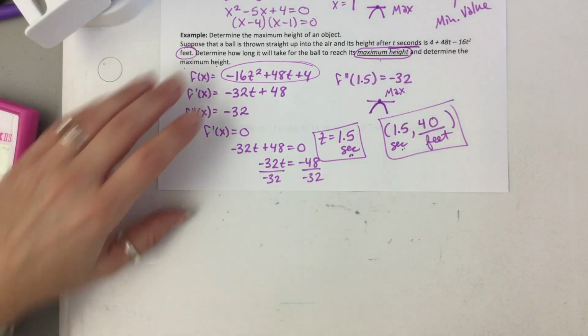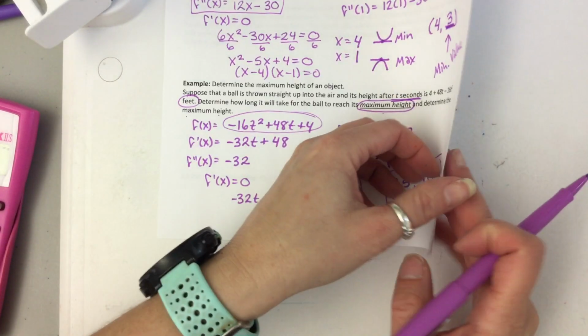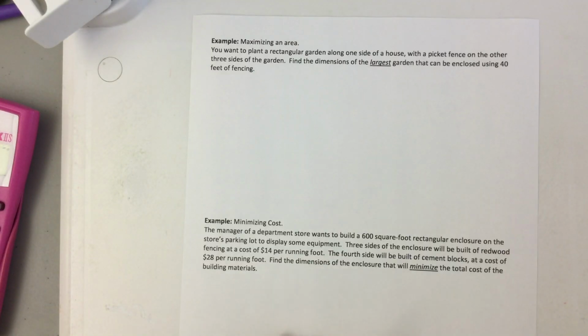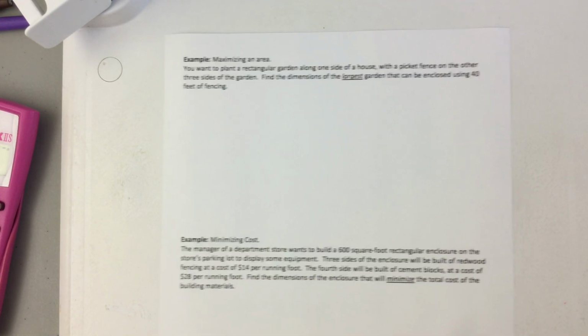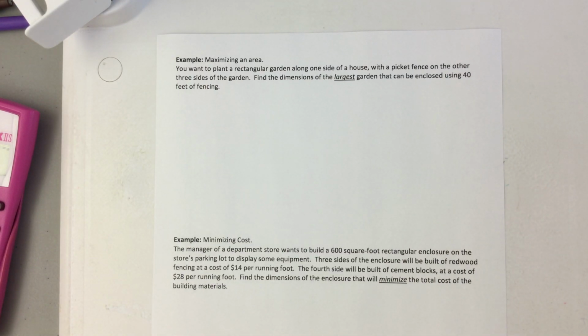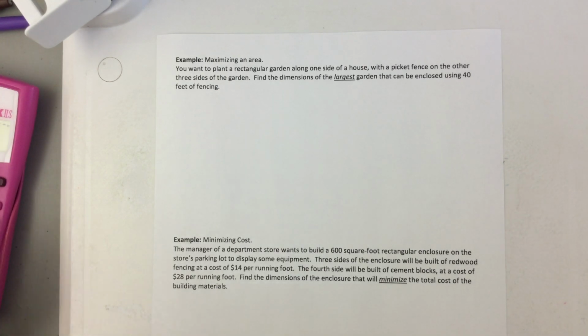Okay, so real life example. Time to step it up, my friends. All right, real life example. You want to plant a rectangular garden along one side of the house with a picket fence on the other 3 sides of the garden.